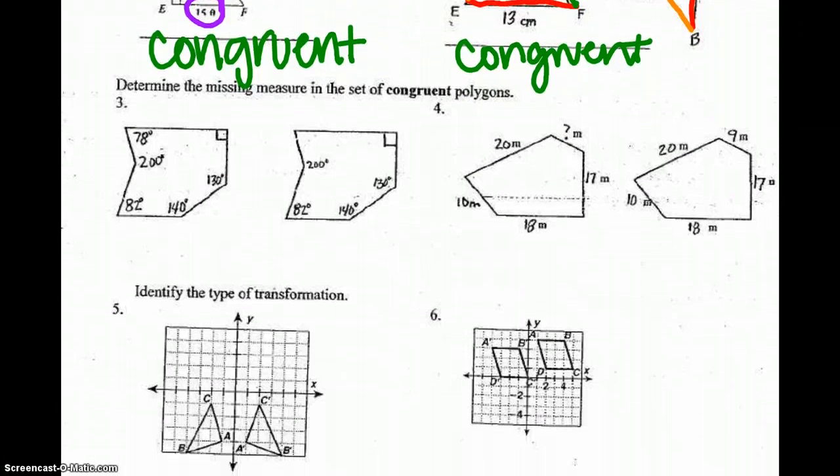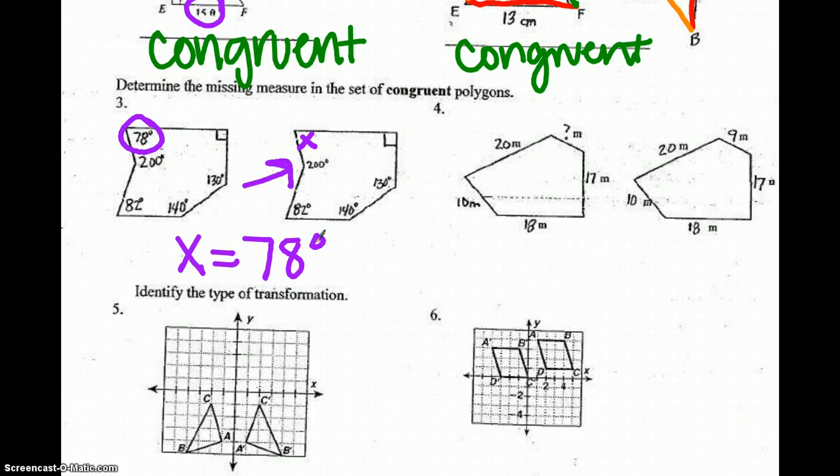Moving on to number 3, I need to determine the missing measure in the set of congruent polygons. So I'm telling you these are congruent, and I need to find the missing measure. The missing measure right here would be this angle. It really is as simple as matching it to the other figure. If I match it to this other figure, the matching angle is 78 degrees. So the missing angle in this figure is also 78 degrees.